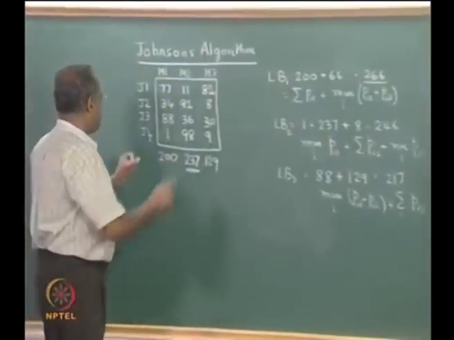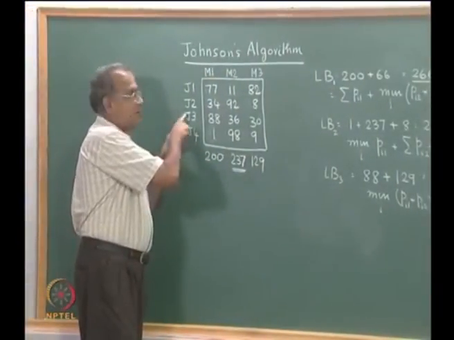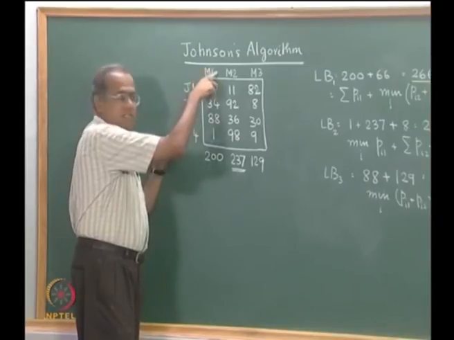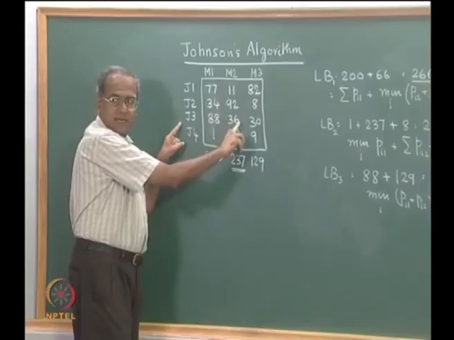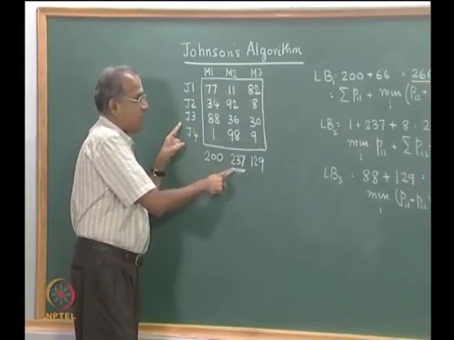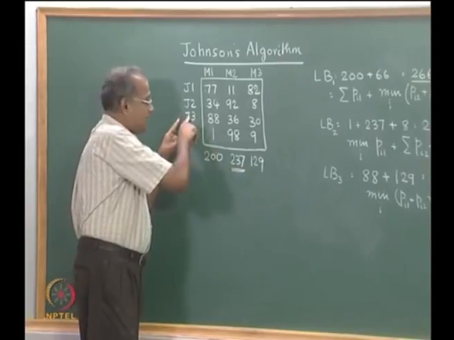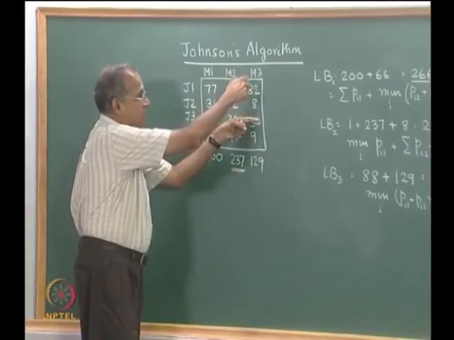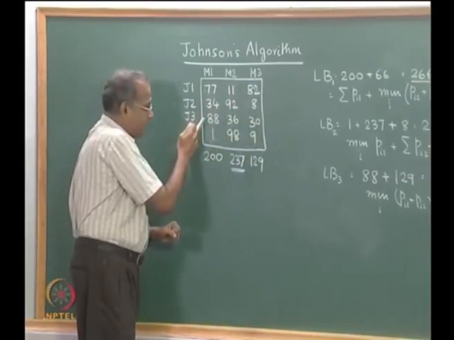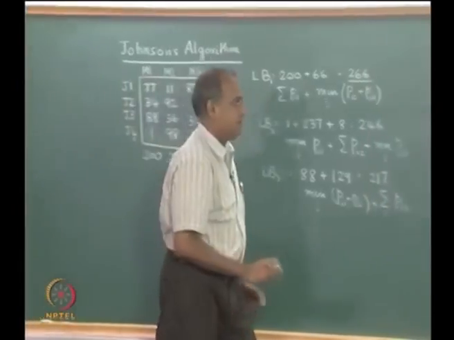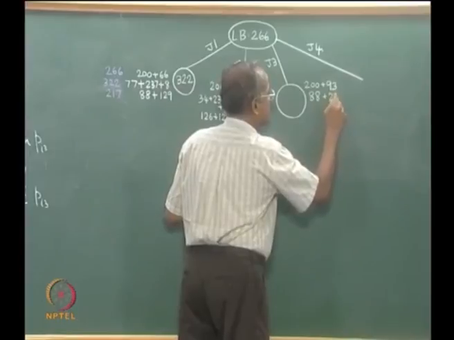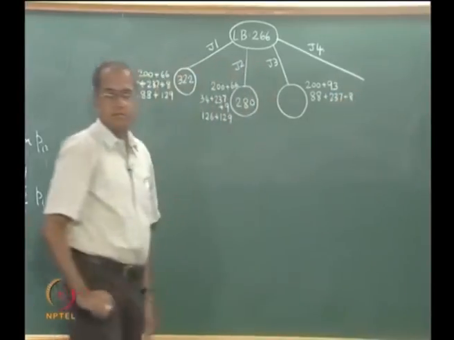Now, if J3 happens to be the first job, the earliest M2 can begin is 88, because J3 has to finish on M1 and only then can it enter M2. So the earliest it can enter is 88 plus another 237. Now, J3 cannot be the last job, so we have to take the minimum of this, this and this, which happens to be 8. So, 88 plus 237 plus 8.